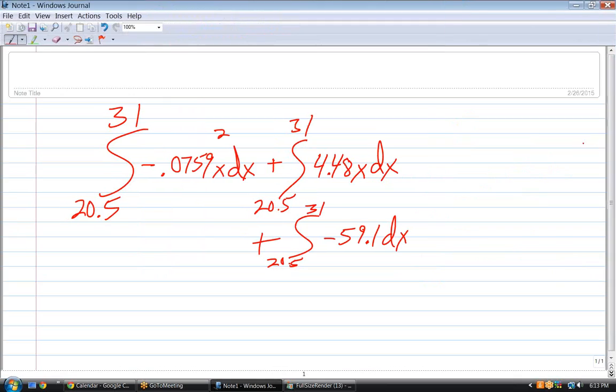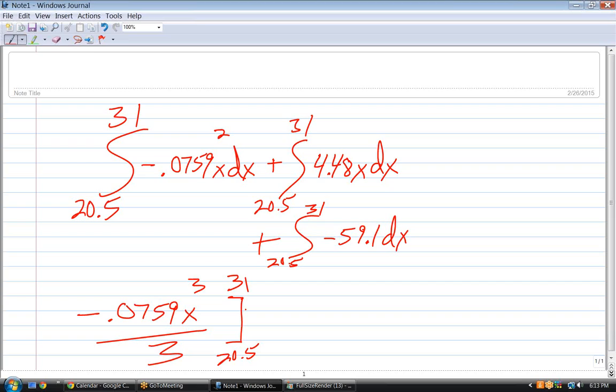So let's integrate this. So the first term is going to be minus 0.0759 x cubed over 3. We're going to evaluate that from 20.5 to 31. And you know how to do these evaluations? Yes. You plug in the top number first. Top number, then subtracted by the bottom number. Yes. Okay. So the most difficult part of these is keeping track of all your parentheses and minus signs. Because since you're always subtracting, you have a minus sign there for sure. We got that minus sign there, so we're going to have lots of minus signs. But let's just set it up, okay?